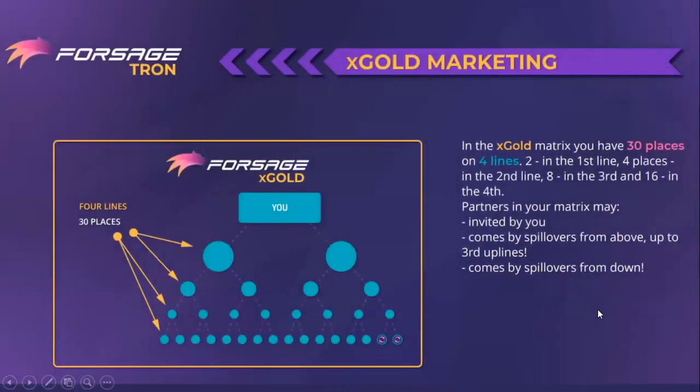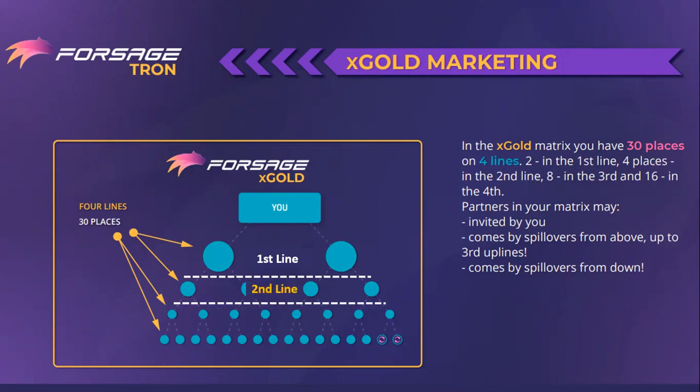Right. So this is the most exciting part. This is the difference between Forsage.io Ethereum and Forsage.io Tron. With Tron, we have what we call X Gold marketing. And in X Gold, there are not 3, not 6, but 30 places, right? So we have 4 lines. We have the first line with 2 positions. We have the second line, double the 2 positions, that's 4 positions. We have the third line, double the second, that's 8 positions. And we have the fourth line, which has 16 positions, okay?